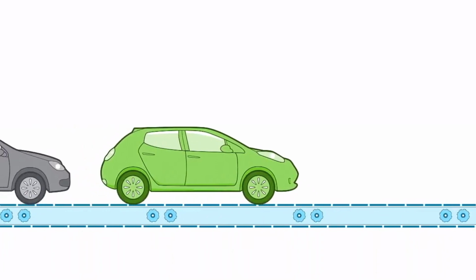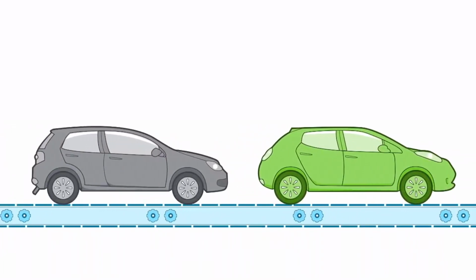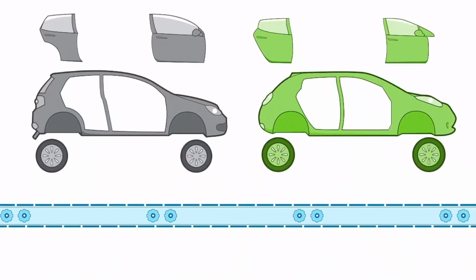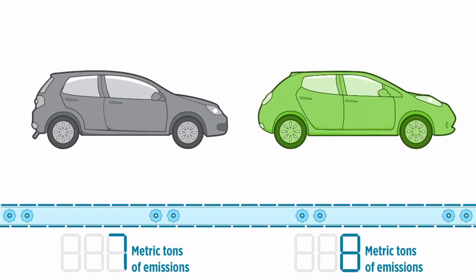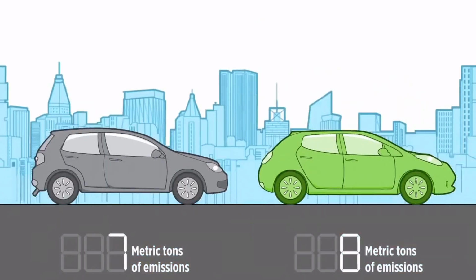Both cars start out on the assembly line with similar parts made of raw materials like steel and aluminum. For a gasoline car, this manufacturing and assembling stage generates about 7 tons of emissions. Battery electric cars, meanwhile, are powered by, you guessed it, a large battery. This requires more energy and materials to produce for an 84-mile range battery electric car, bringing its emissions tally up to roughly 8 tons. But what happens when they hit the road?